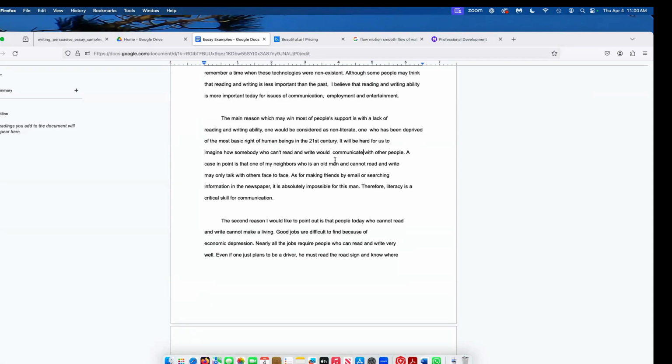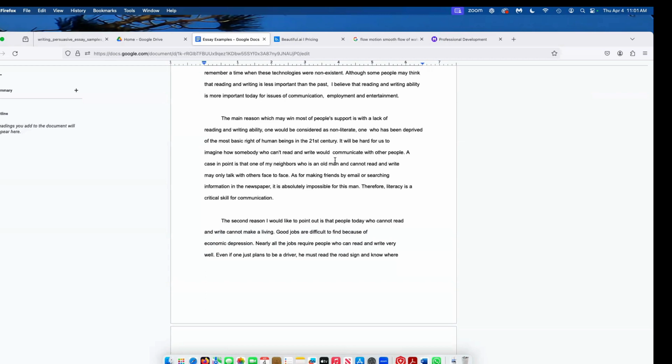Body paragraph number 1. The main reason, which may win most of people's support, is that with a lack of reading and writing ability, one would be considered as non-literate, one who has been deprived of the most basic right of human beings in the 21st century.